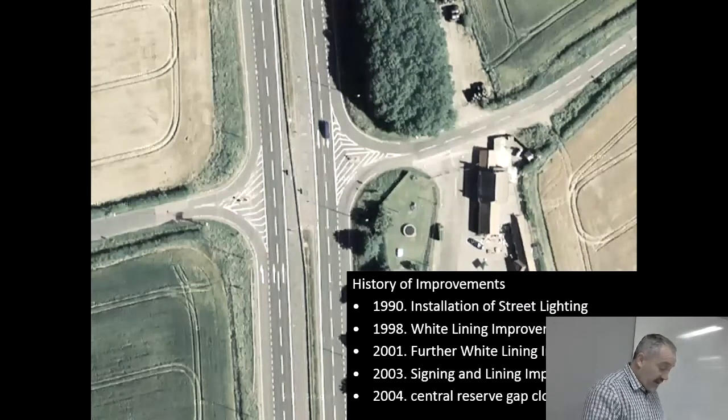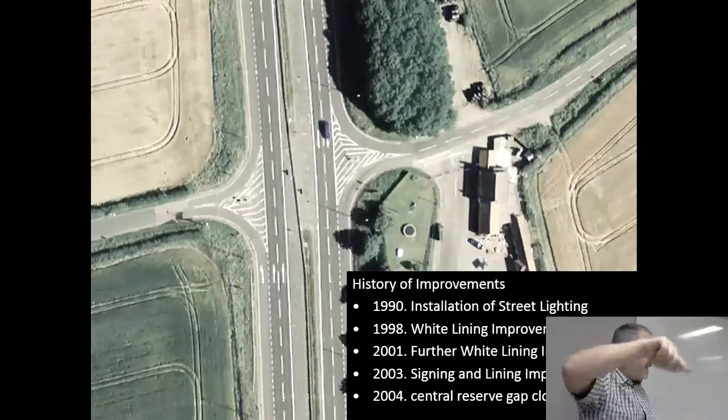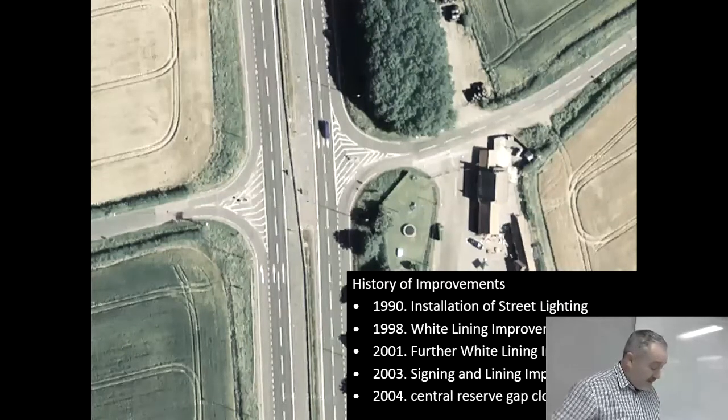Because the locals didn't like this, it meant that to get from one village to the other, they had to take a massive tour along the A19. So in 2005, they did a feasibility study to see if it could be justified, whether it could be feasible financially to put a bridge in. And again, there weren't enough fatalities, but through persistence, it went ahead.